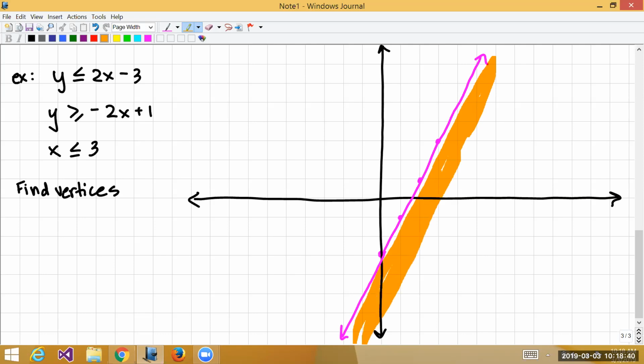Sometimes if you make it too messy, it's a little hard to see where the overlap region is. So don't scribble and make everything so dark. Okay, so we know it's generally that region.